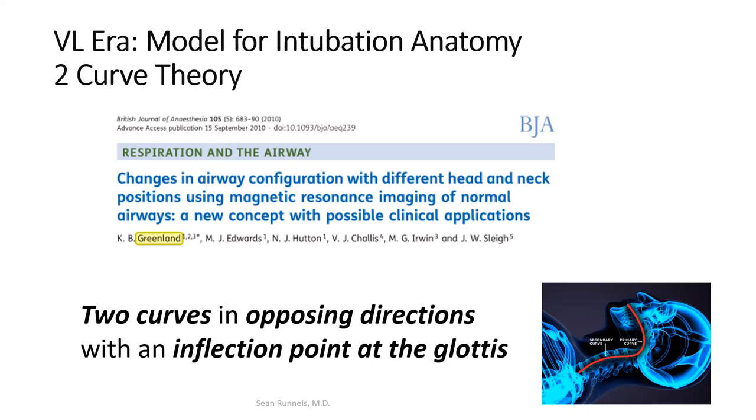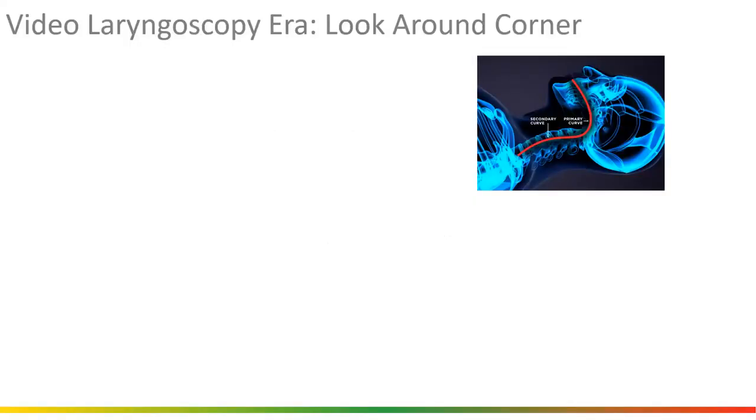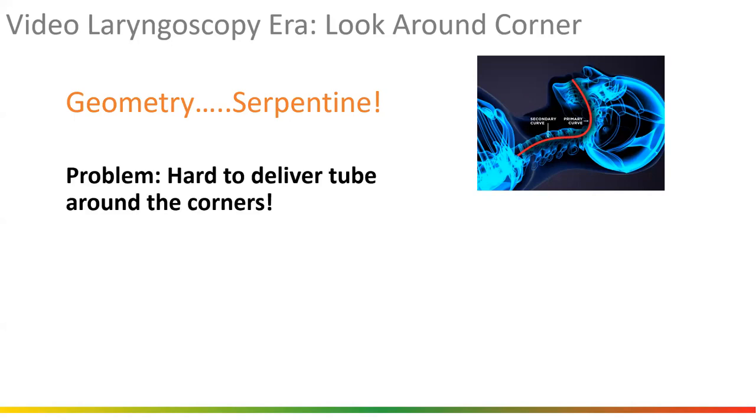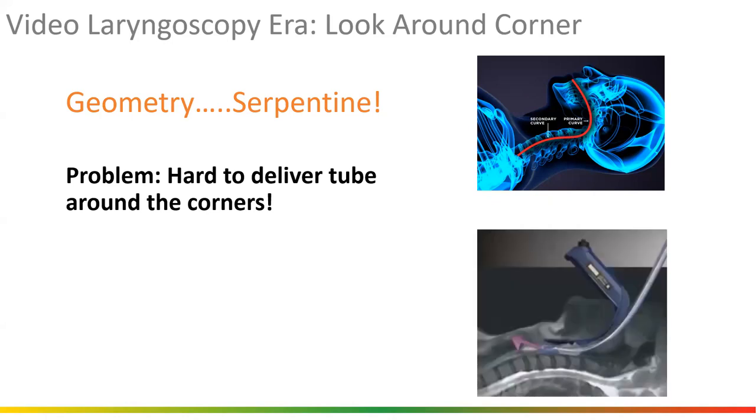So we either need to flatten those curves with the DL, or we need to look around them with VL. So look around the corner, geometry is now serpentine. The problem is it's really hard to deliver tubes around corners. And we compensate for that via a lot of tips and tricks and a lot of force on the glottis and a lot of force on the anterior trachea.